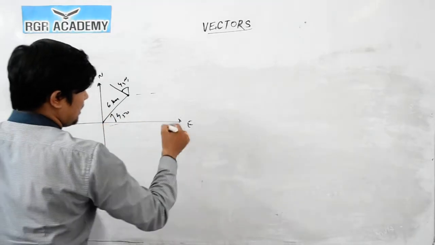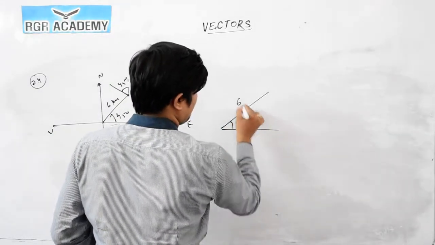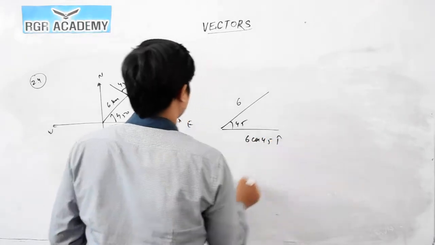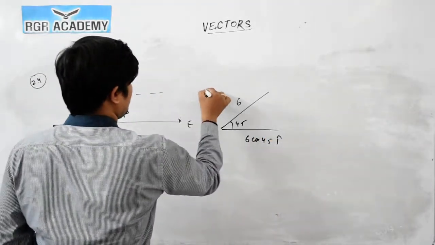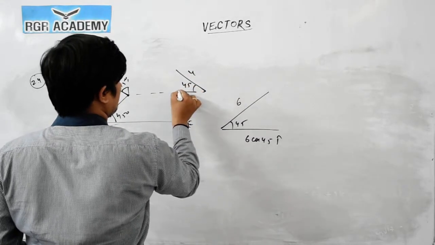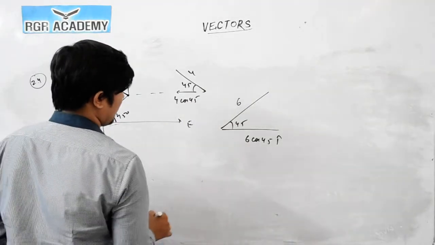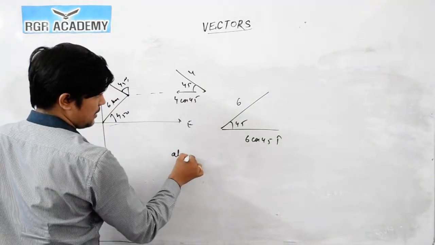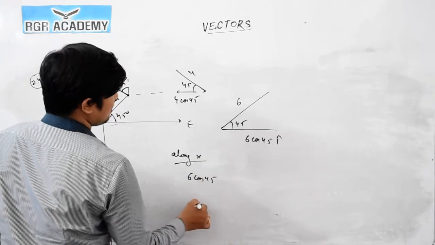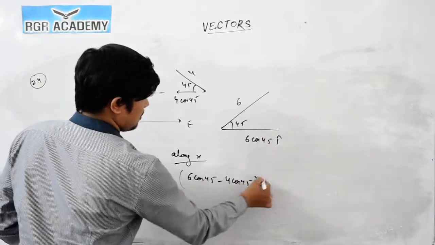If you take the component of this, we can think this is 6 and this is 45. So the component of this 6 along this is 6 cos 45 in plus I cap, and from here it is 4. This angle will also be 45, so it will be 4 cos 45. So the net displacement along x direction we can write as 6 cos 45 minus 4 cos 45 along I cap.